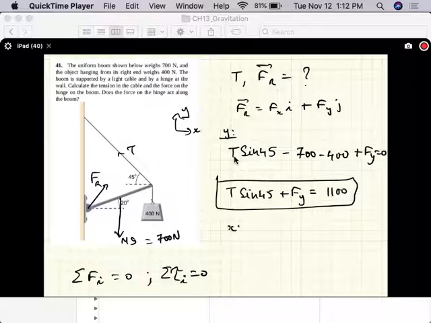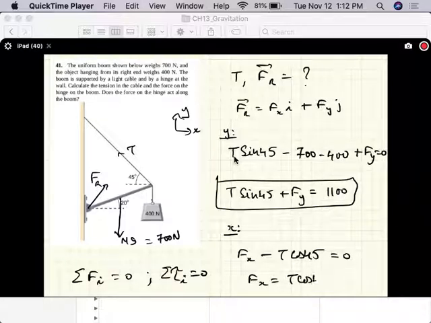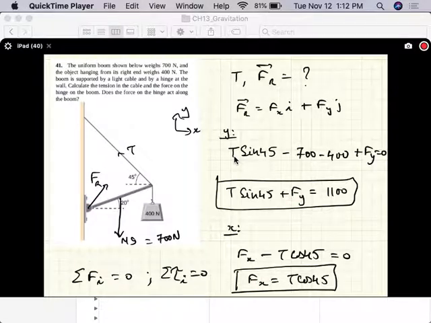Let's look at the x component of the forces. Now these guys do not have any x component, so this guy has an x component, and that's equal to Fx minus T cosine 45 equal to 0. All right, so we have the x and y components of this reaction force in terms of the tension.